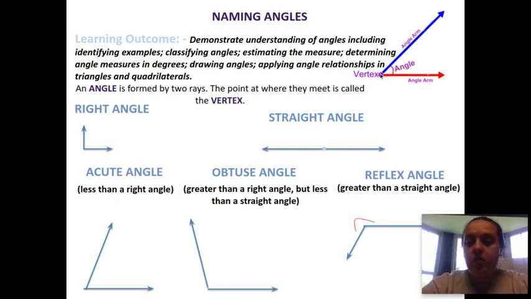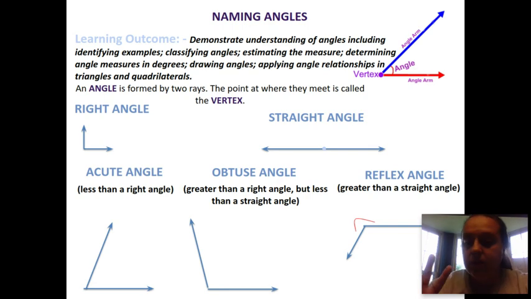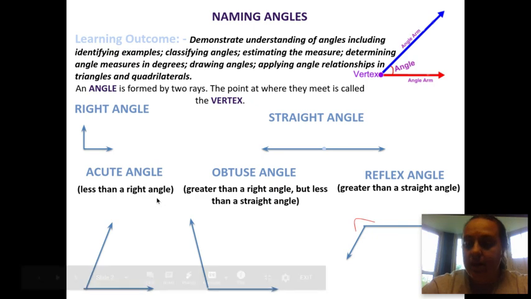Remember, a ray is an endpoint and something that goes on and on forever out of it. So you've got your endpoint and this goes on and on forever. A ray has one endpoint and one part that goes on and on forever. An angle is made of two of those. Now, what they do is they have you classify them. So this is kind of a reference page.